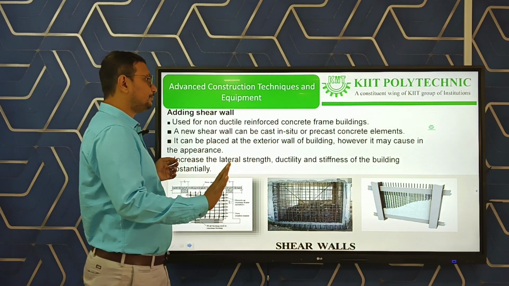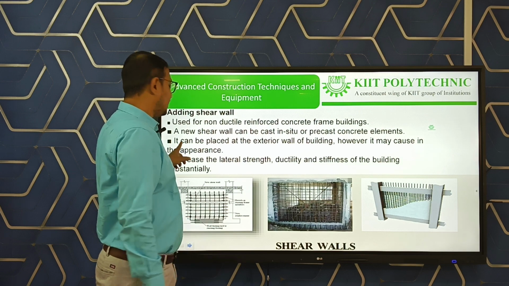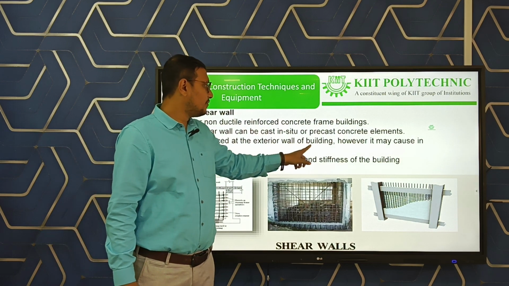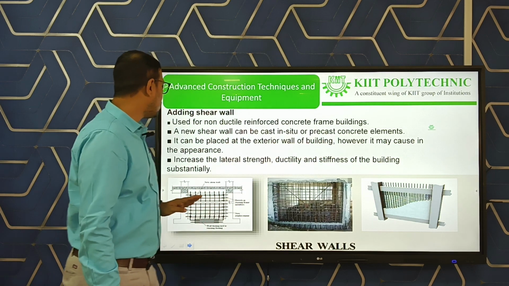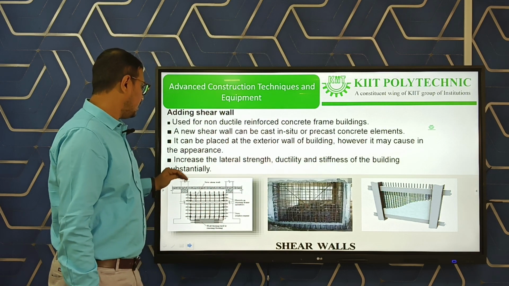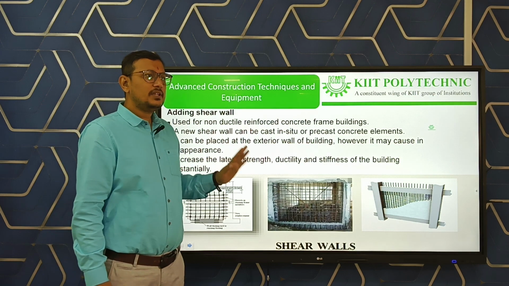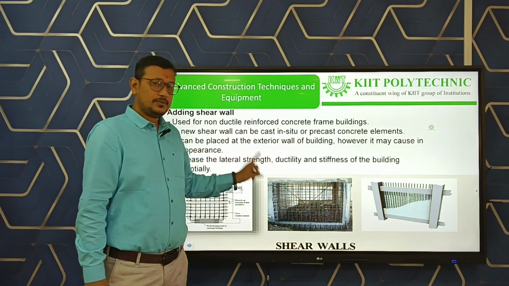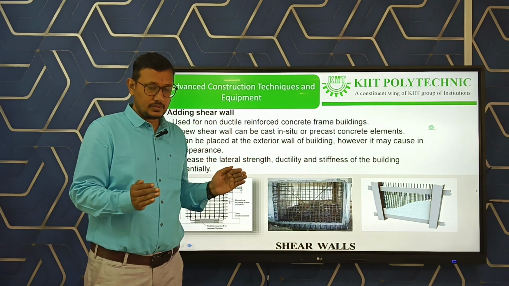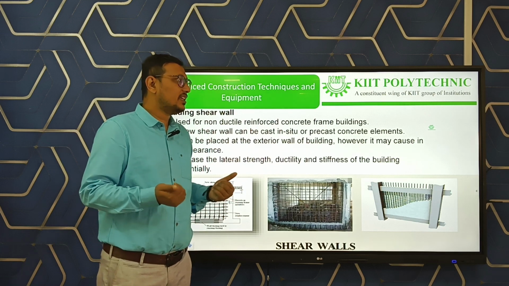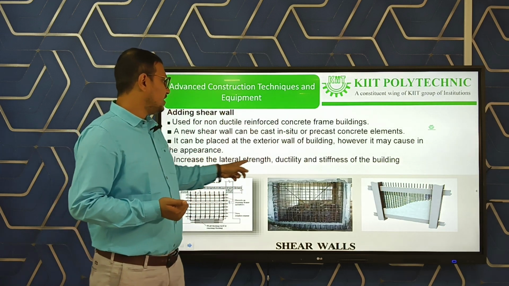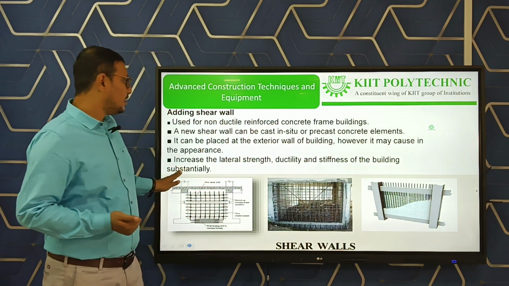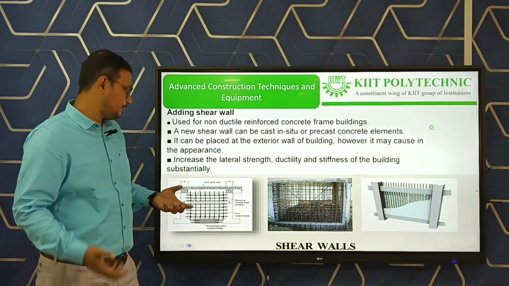Then it can be placed at the exterior wall of a building. However, it may change the appearance. Why are we providing the shear wall? Increasing the lateral strength. We are increasing the lateral strength of the wall, we are increasing the ductility, and the stiffness of the building is substantially enhanced.